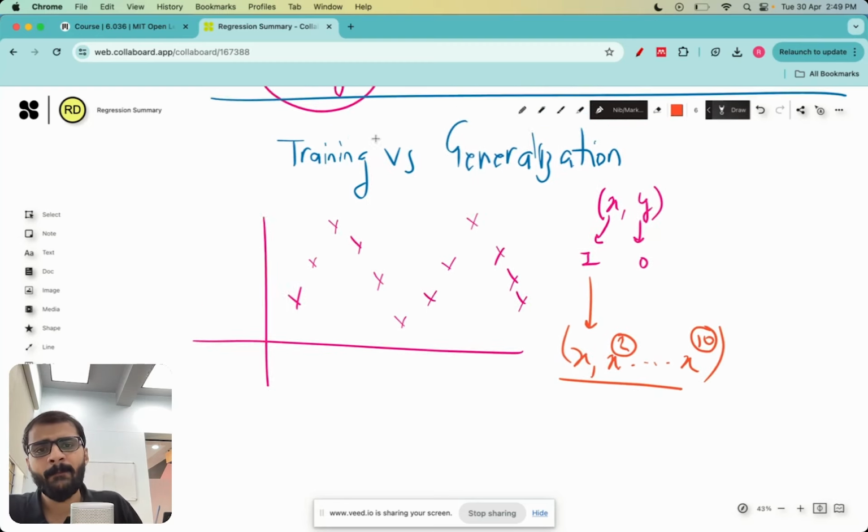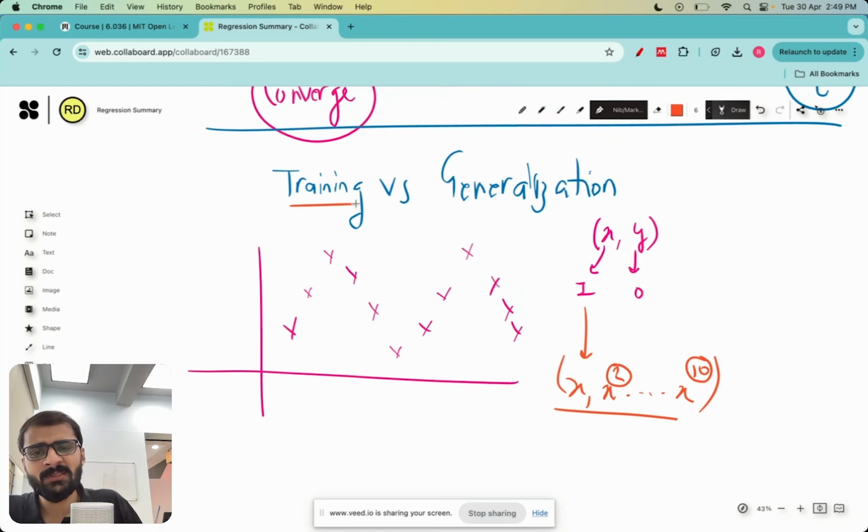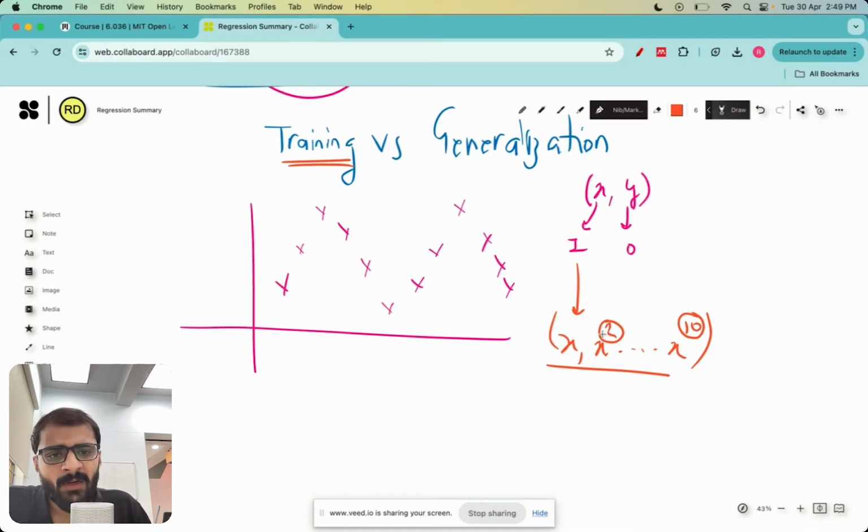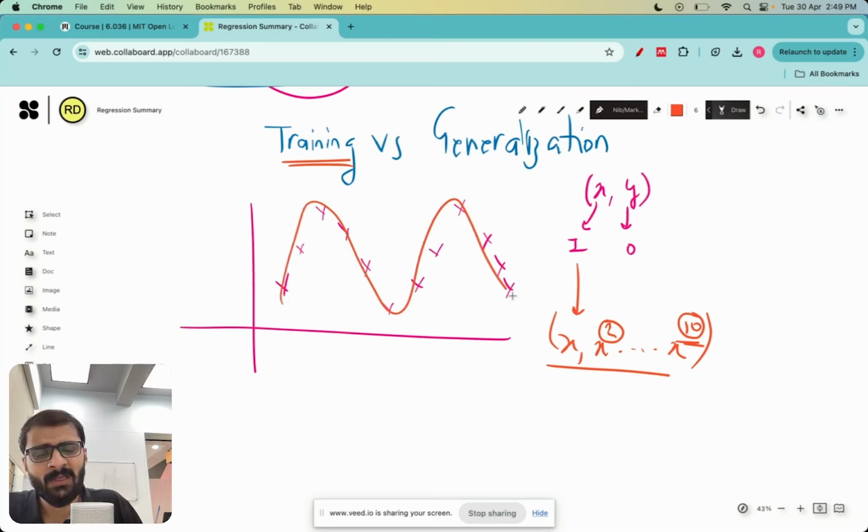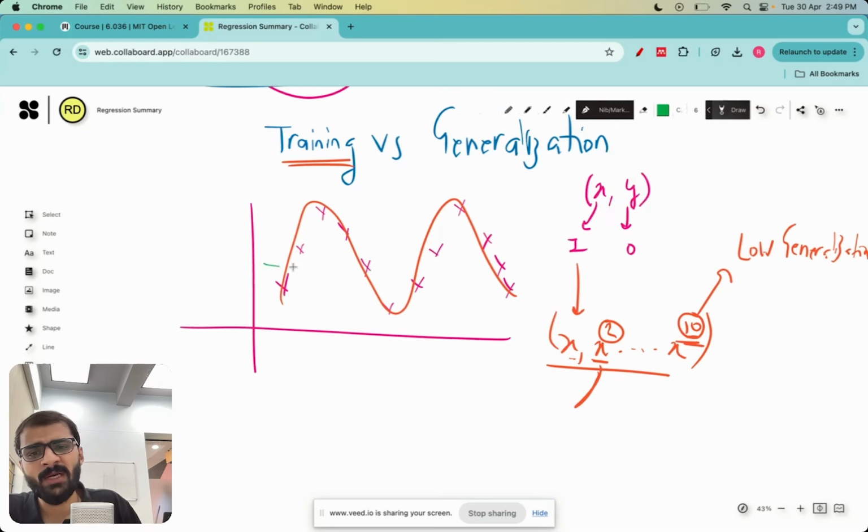Okay, let me try to explain it. Now if you have a higher power, if you have x raised to 10, it will of course fit this data exactly well, but it will lead to low generalization, as we saw, because this might be overfitting. The magnitude of theta will be very high, and it might be capturing the noise. So higher power of x would lead to lower generalization. But if you use a lower power of x, if you use x raised to 1, then it might not even capture the structure of the data.